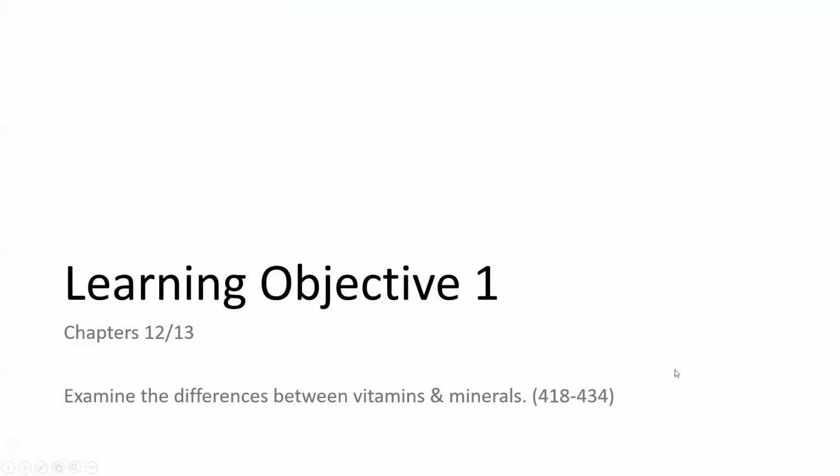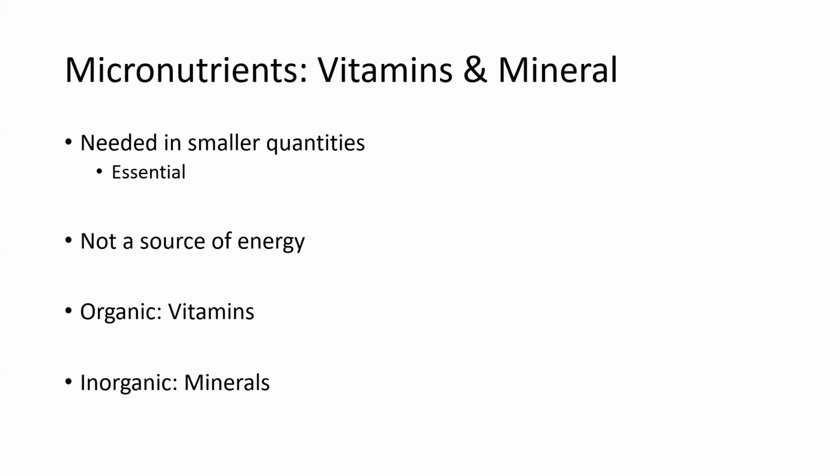So let's get into learning objective one. The first learning objective is to examine the differences between vitamins and minerals. Start by understanding what those are and how they differ from one another. So, micronutrients is a general term that we use to describe vitamins and minerals, and of course, they are essential for our bodies, but they are needed in much smaller quantities compared to macronutrients like carbohydrates, proteins, and fats. And although they don't provide energy directly, they are going to play vital roles in various biochemical processes.